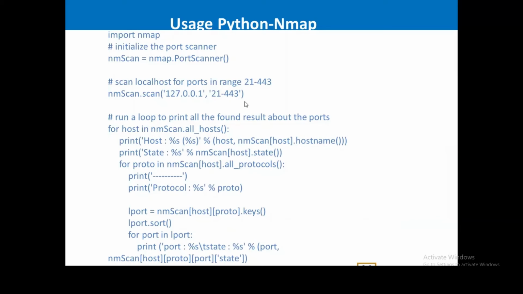So this is a simple port scanner. First and foremost, you need to import nmap. After importing nmap, for you to initialize the port scanner, you initiate a variable and call the function nmap.PortScanner. Having initiated a variable called nmscan, you can use any name anyway.